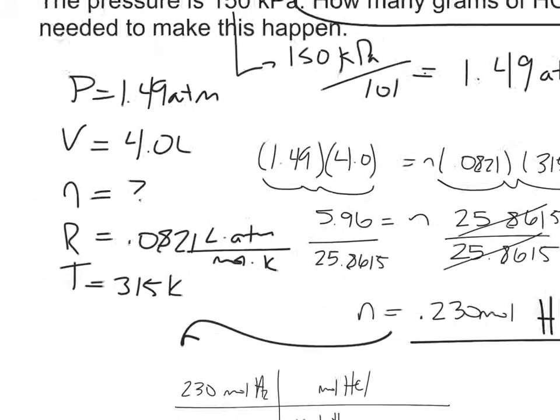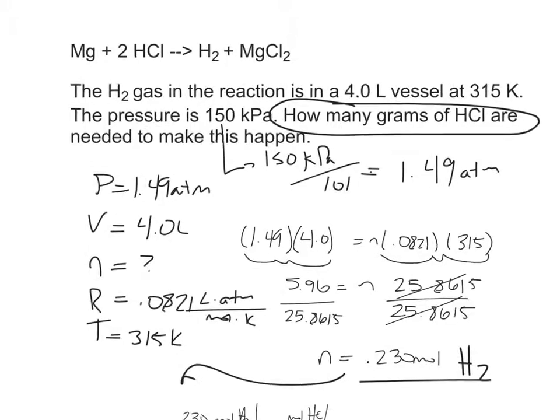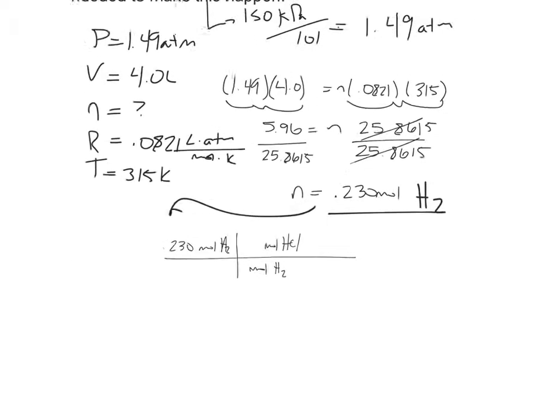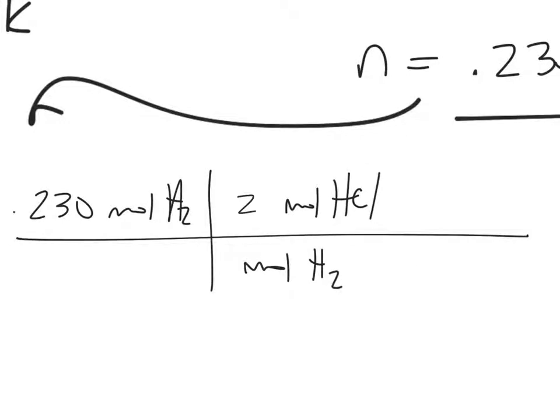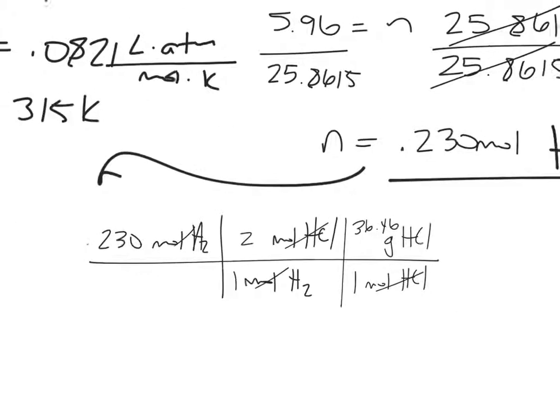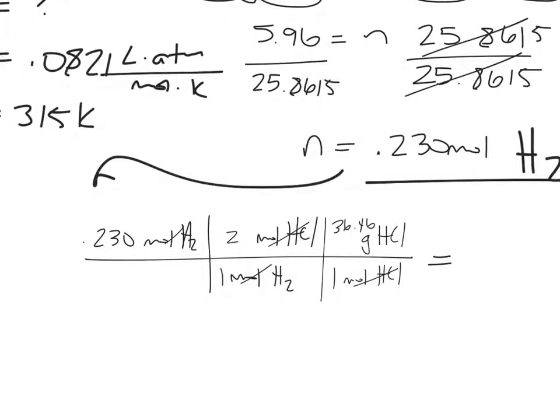And then I'm going to go up to my balanced chemical reaction and figure out for every 2 moles of HCl, it's 1 mole of H2. So I go back down here, 2 moles of HCl, 1 mole of H2. Finally, I take 1 mole of HCl and I figure out how many grams of HCl there are, and there are 36.46 grams for every 1 mole. Zoom out, and so I can see the whole number, multiply these together, and I get 16.8 grams of HCl, and that's my final answer.